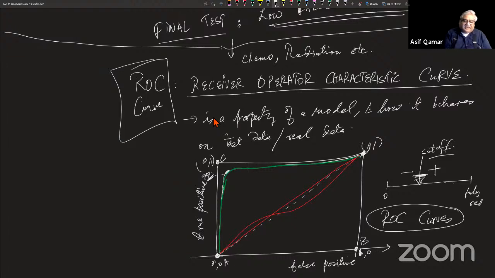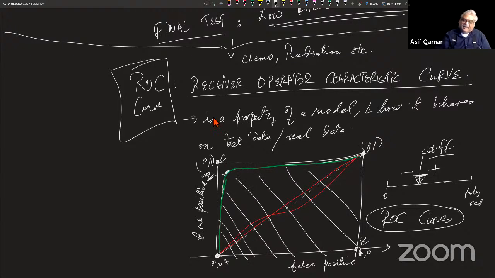Now you say that the green is good and the red is not so good. How would you quantify it? One easy way to quantify it is how much area there is below the curve. You would agree that there is more area below the green curve than below the red curve. The total area of this box is one because the height is one and the width is one. So you know that the area under the curve will be somewhere between zero and one. And the bigger it is, the better.